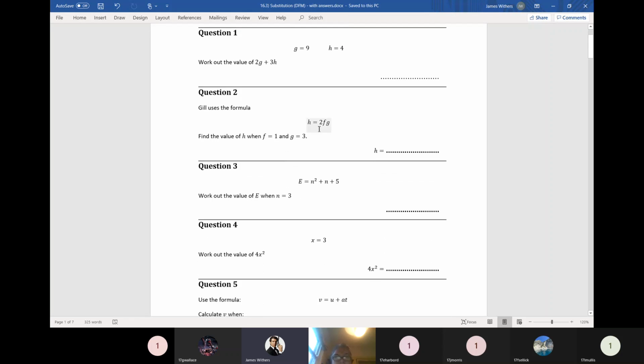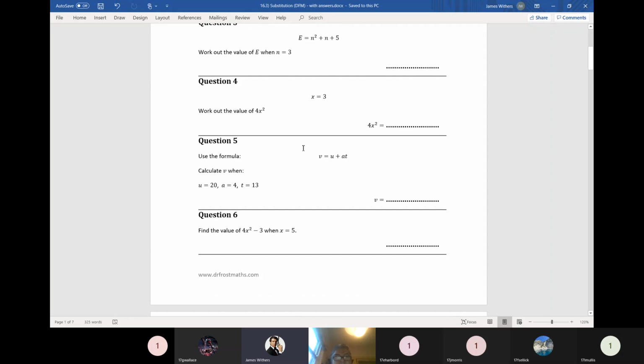So question 2, that means 2 times whatever f is times whatever g is. Now question 4, this is where we start getting on to BIDMAS. Now remember how BIDMAS works. I'm just going to quickly write this on the screen to remind you.